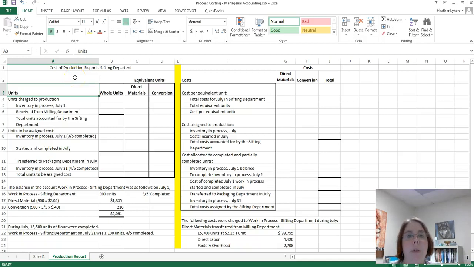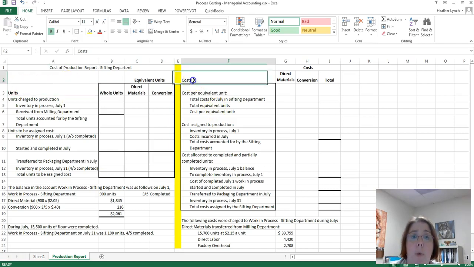Hi everybody. This chapter is called process costing, and one of the major components of process costing is to do a cost of production report. This helps us figure out how many units we have in different categories, and then we're able to assign cost. When you're doing the cost of production report, you have to do units before you can do the cost portion. And I made sure that this follows our textbook's format.